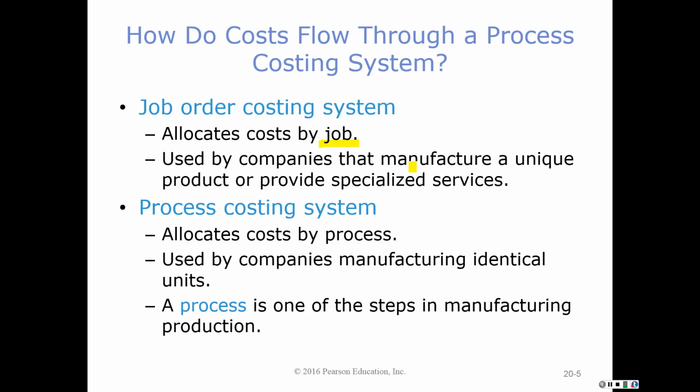Now, when we look at process costing, it's a little different. Instead of looking at cost by job, we are going to look at cost by processes, hence the term process costing. This is typically a system that is used by companies that are manufacturing identical units. If we're manufacturing bottles of soda, or as your textbook uses, crayons, Martha White flour. Okay, so we're identifying multiple amounts or significant amounts of identical products.